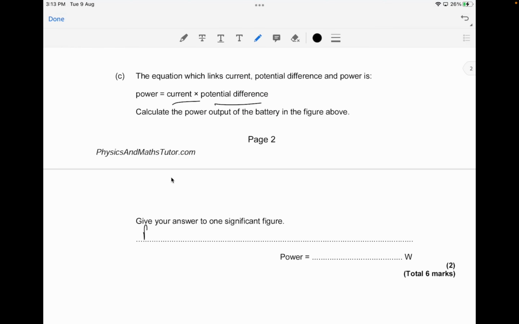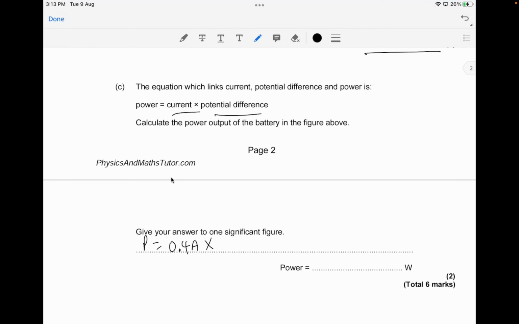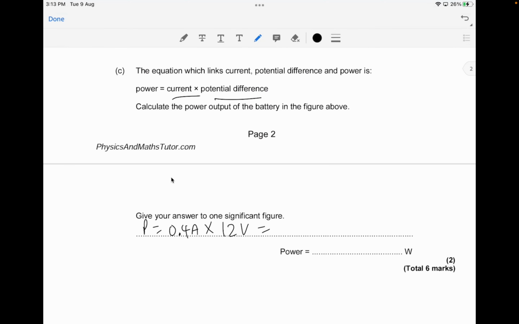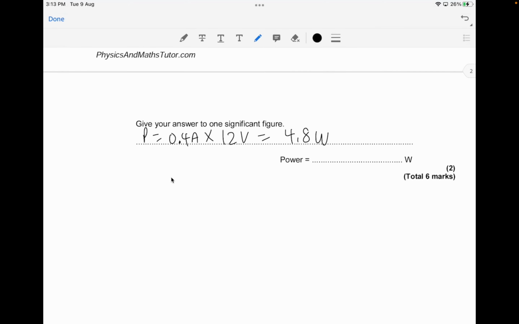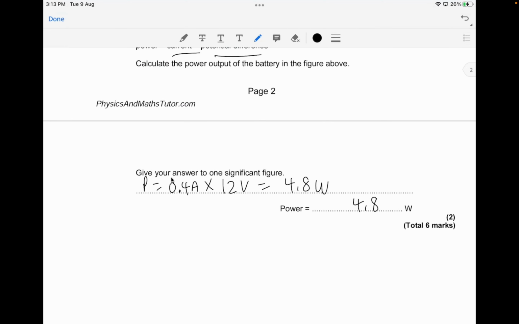So power, P, is equal to current 0.4 amps times potential difference 12 volts, which is 0.4 times 12. That's equivalent to 4.8 watts. This is going to be your answer for 2 marks, so you're going to write down 4.8 watts. So now I've got these two values from the question above and from the answers that we have found.